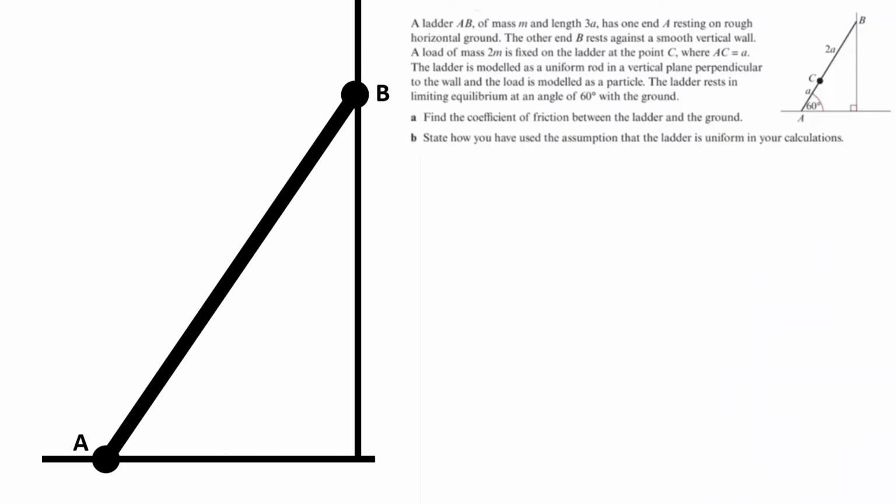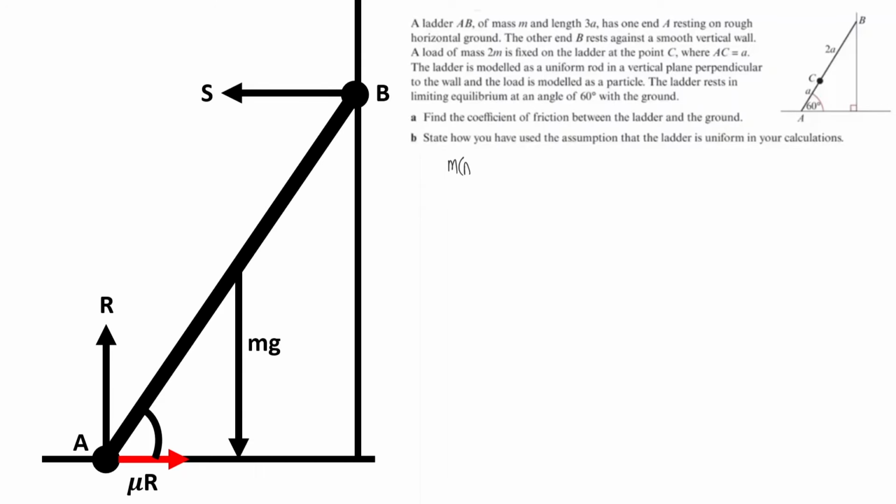A and B are on the ground and on the wall. We know that the weight is mg. A reaction force on the ground is accompanied with friction since it was rough ground. We also have a reaction force on the wall, which we'll call P. If we keep on reading, we're told that the other end B rests against a smooth vertical wall. So there is a reaction force on the wall, but there is no friction. We'll call that S.